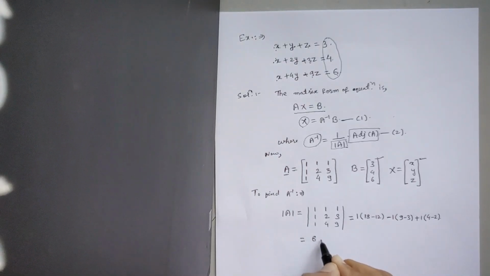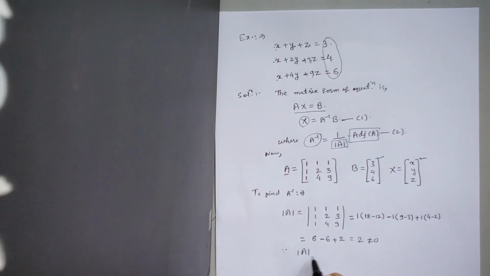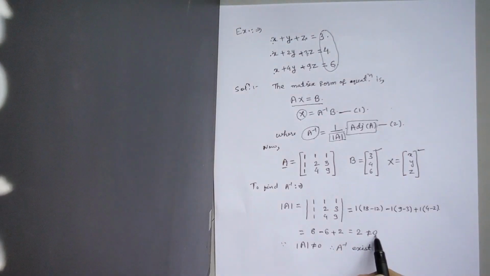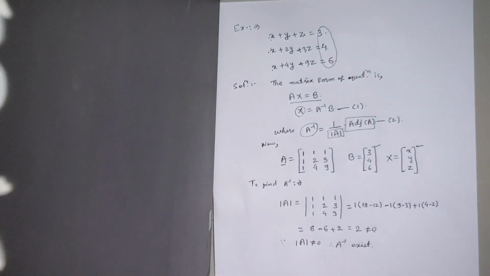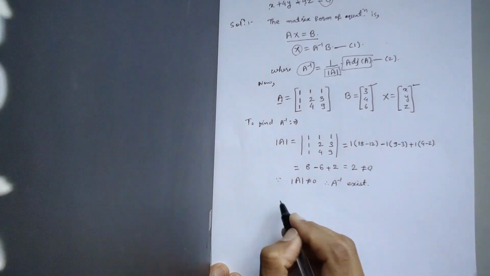So simply I get 6 minus 6 plus 2, which is equal to 2. And this is not equal to 0, right? I am getting 2. So since determinant of A is not equal to 0, therefore A inverse exists. If I get 0, then I will say A inverse does not exist and this equation cannot be solved. Right? Simple, clear? Alright. Now I'll find the adjoint of A.